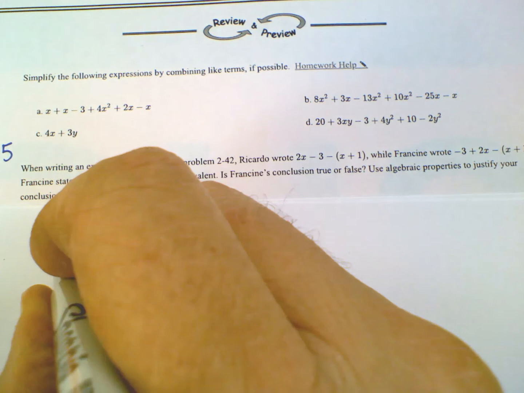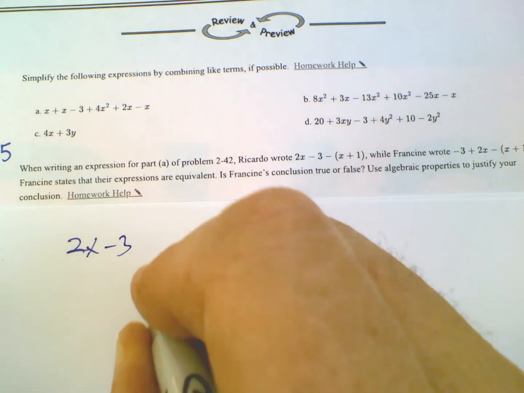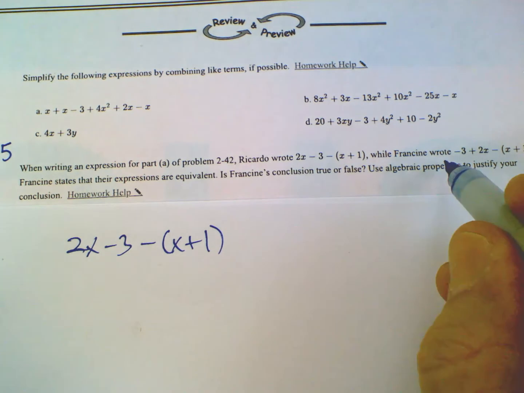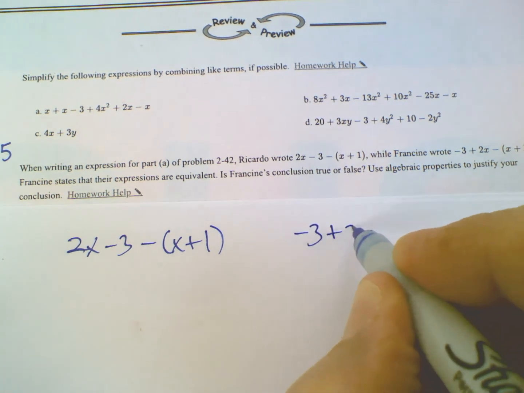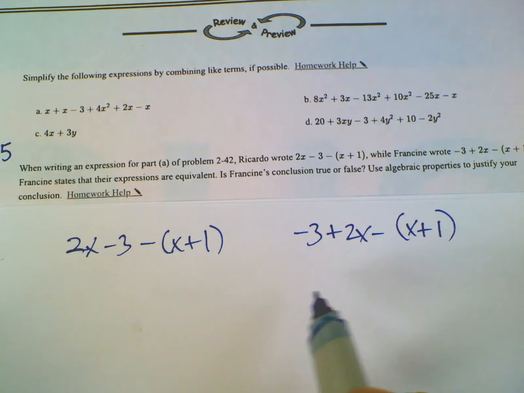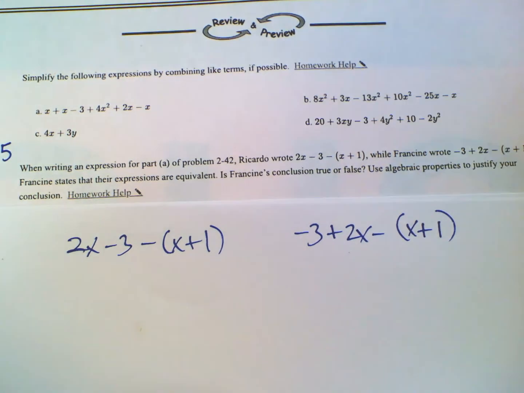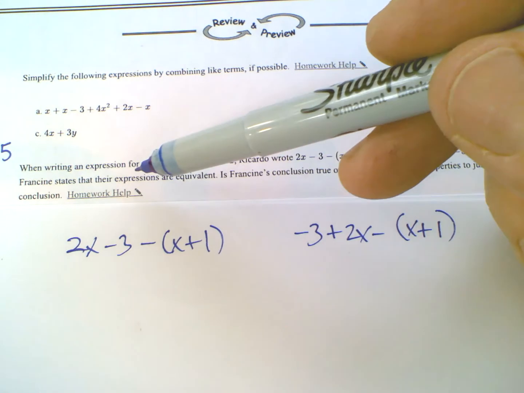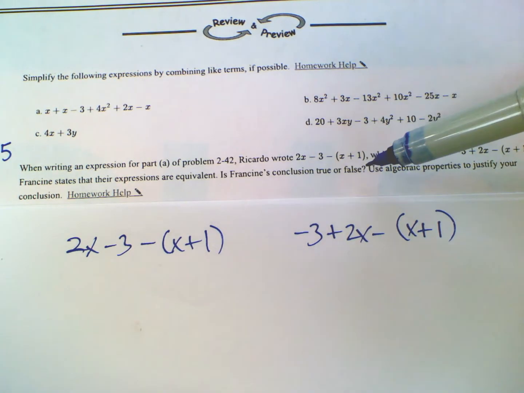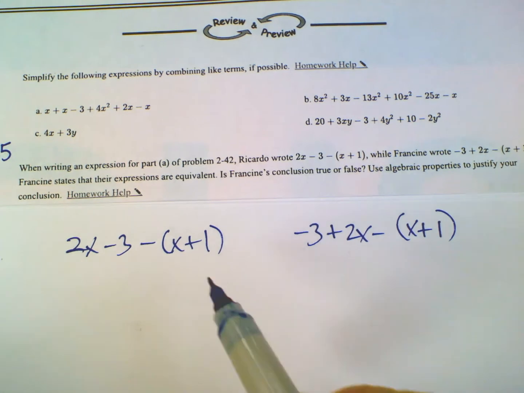So I'm going to write them side by side here. 2x minus 3 minus quantity x plus 1. And then Francine wrote negative 3 plus 2x minus quantity x plus 1. Francine says that their expressions are equivalent. So is Francine's conclusion true or false? Use algebraic properties to justify your conclusion.